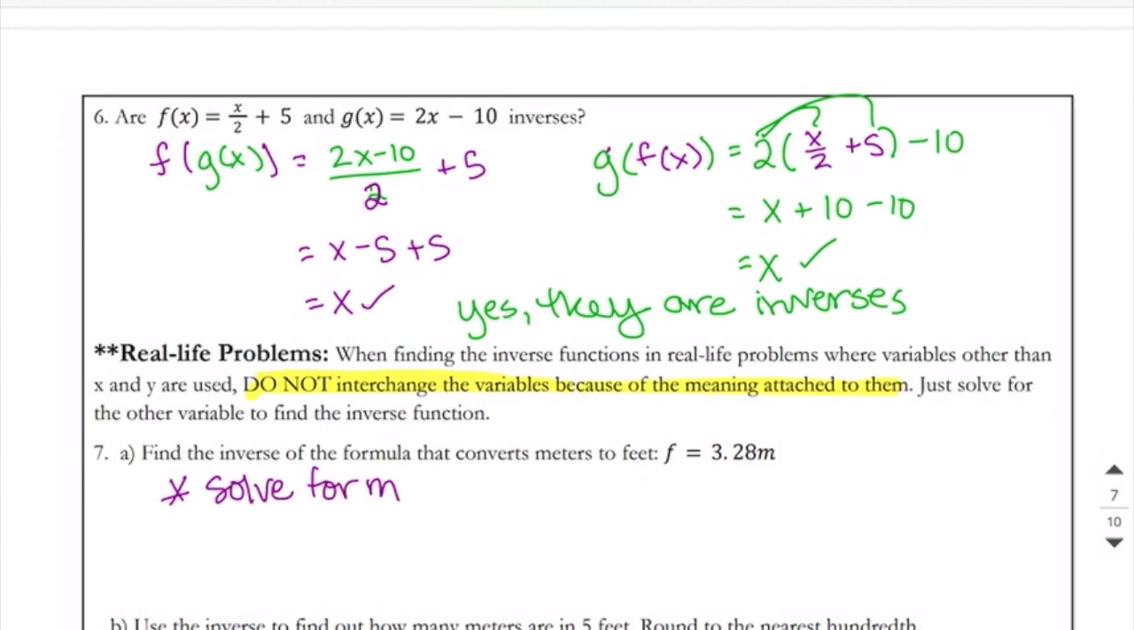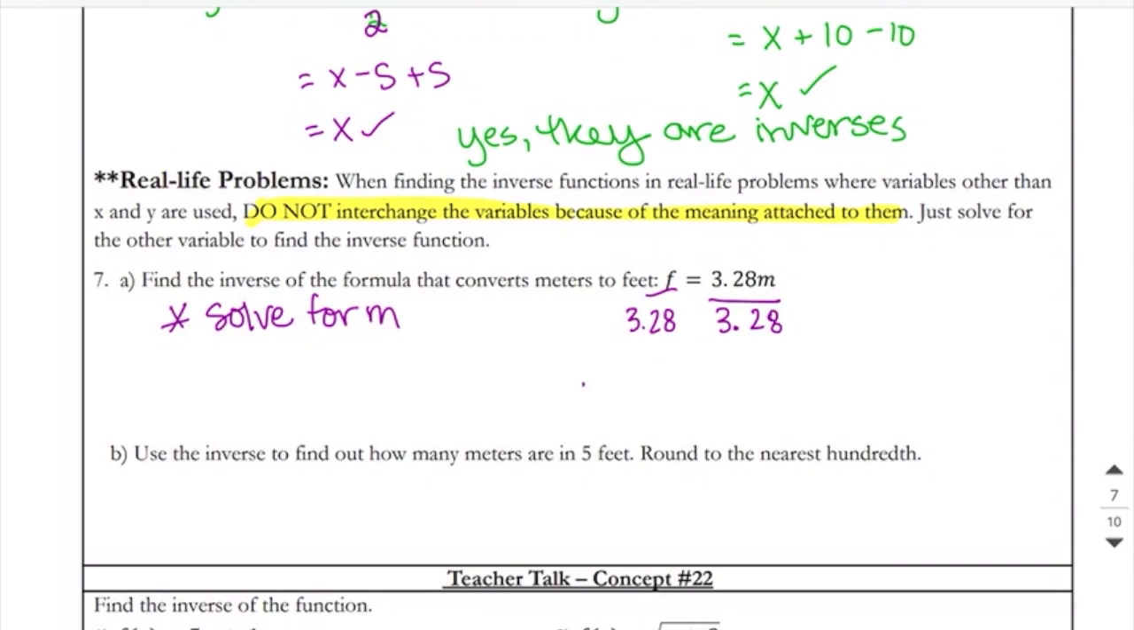for m. So how are we going to get the m by itself? Well, the 3.28 is attached by multiplication, so we're just going to divide it. And that means that we get the statement m equals f over 3.28. So meters equals feet divided by 3.28. So on B, when they say use the inverse to find out how many meters are in 5 feet, we're just going to plug 5 in for the f. And rounded to the nearest hundredth, you get approximately 1.52 meters.